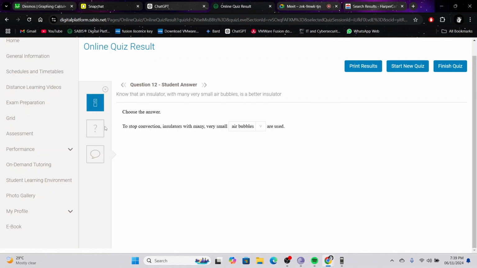Okay, question 12. To stop convection, this is what I meant by special in another way. To stop convection, insulators with many very small air bubbles are used.